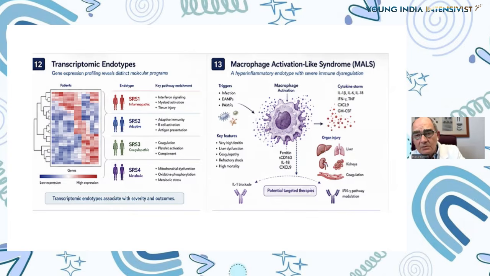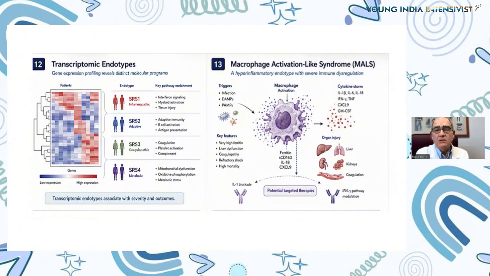One of the examples of the hyperinflammatory endotype is represented by the macrophage activation-like syndromes. In this case, the activated macrophages liberate a number of mediators, including new ones like CD163 or CXCL9, and this is caused by a trigger.